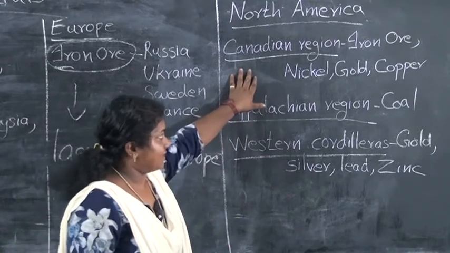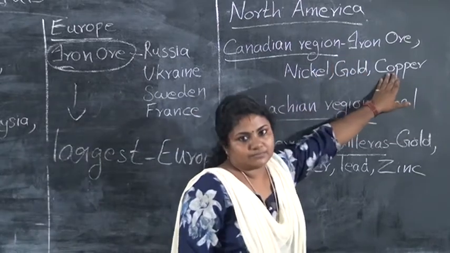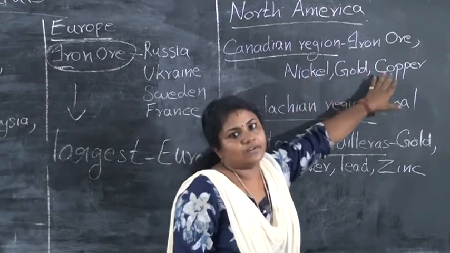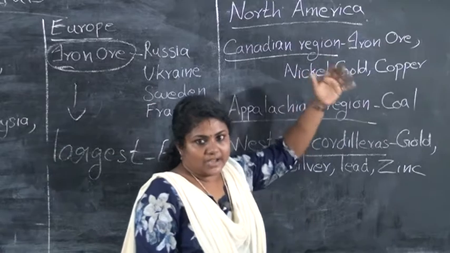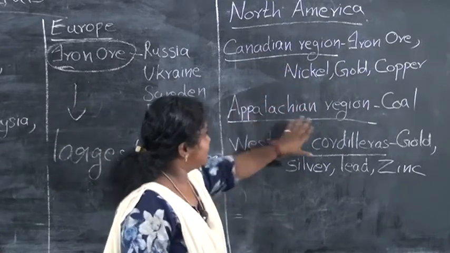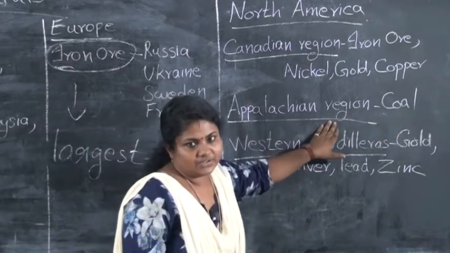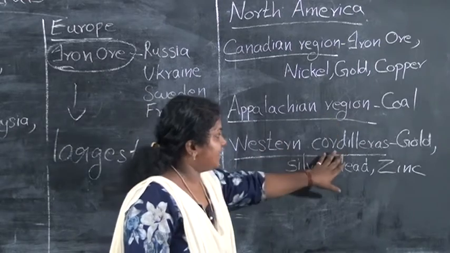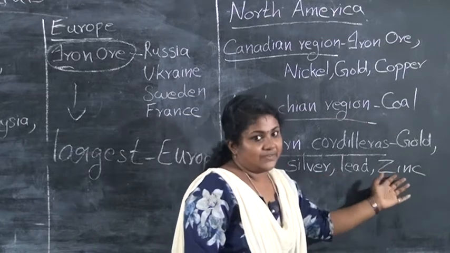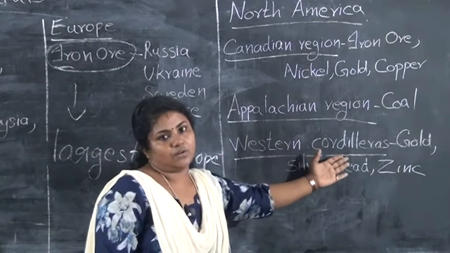In the Canadian region, the deposits are iron ore, nickel, gold, copper. The next one, the Appalachian region, has coal deposits. The next one, the Western Cordillera: we can see deposits of gold, silver, lead, zinc.